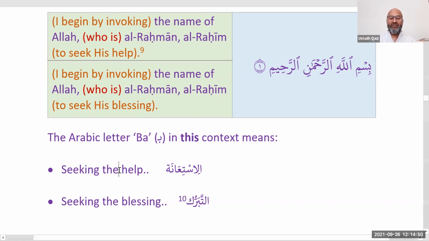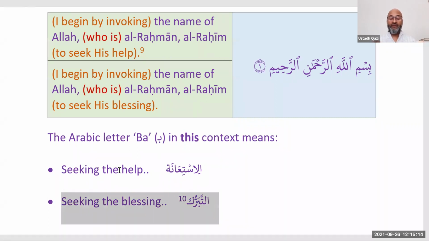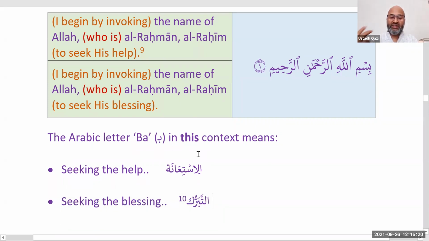The first meaning of the ba is al-isti'ana. Remember this keyword, al-isti'ana, means to seek help, isti'ana. And we will see another verse later on, iyaka nasta'in, same root. The second meaning of the ba is at-tabarruk. So try to remember these Arabic technical terms because they're building your vocabulary. They're Quranic Arabic words, and you will see them in tafasir. Al-isti'ana, to seek help. At-tabarruk is to get the barakah.